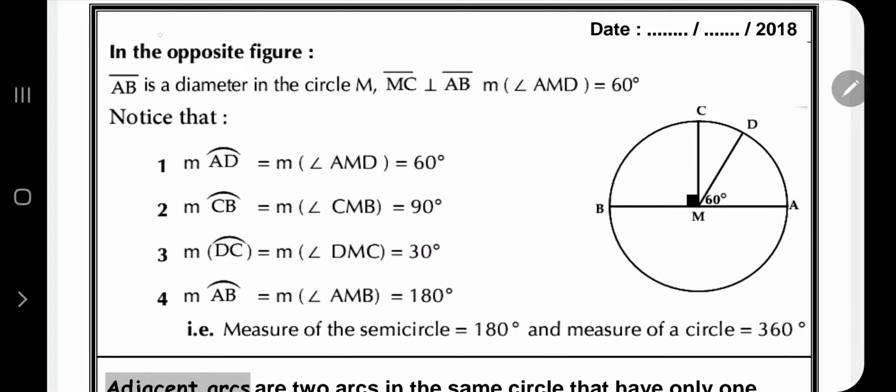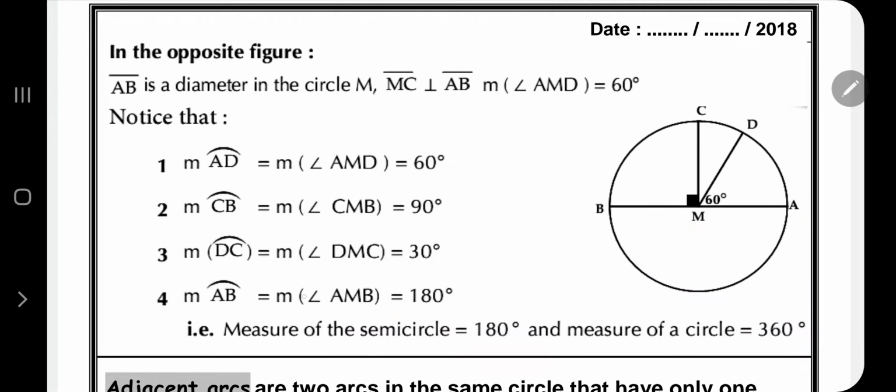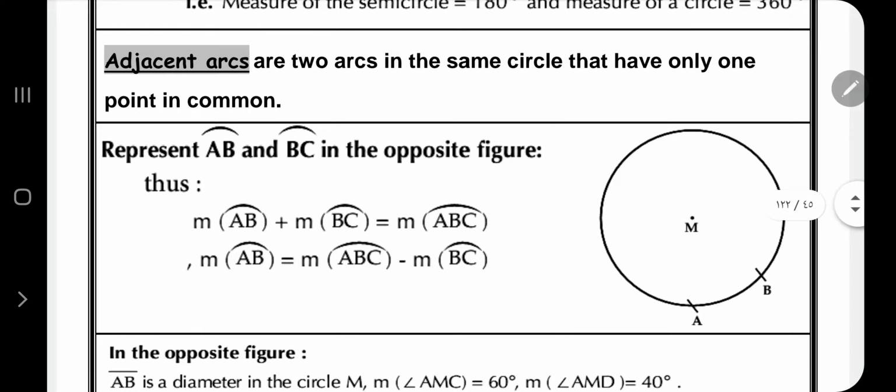What about AB? AB is the diameter and AMB is a straight angle of measure 180. So the measure of arc AB equals 180. The measure of a semicircle, which means half a circle, equals 180. What about the measure of the circle? It equals 360.